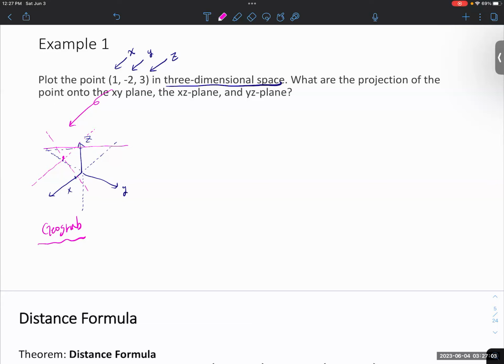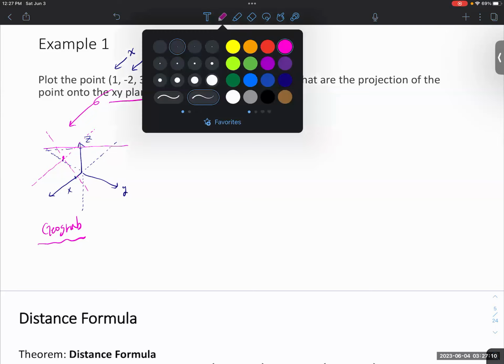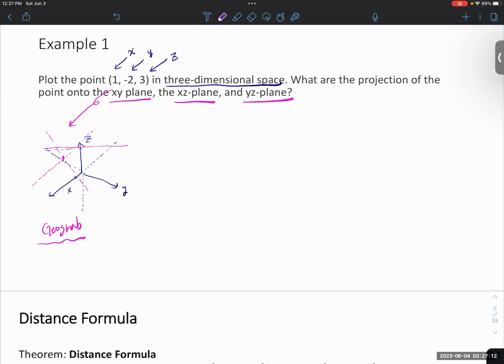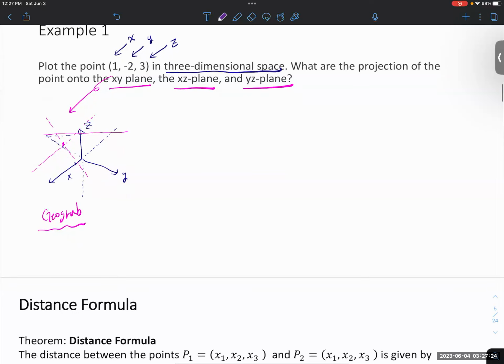Now, I want to talk about the xy, xz, and yz planes. One thing we know: if I want to locate this point only on the xy, xz, and yz planes, what does it mean? So here, let me write it.